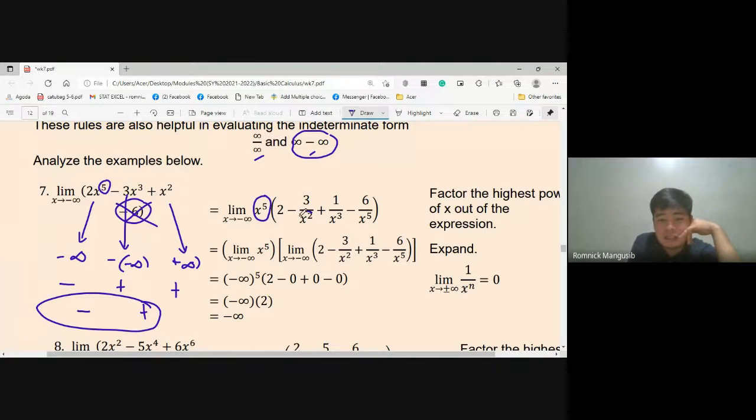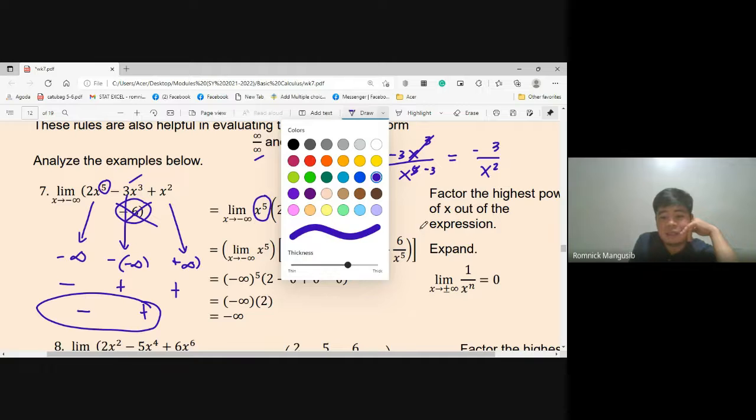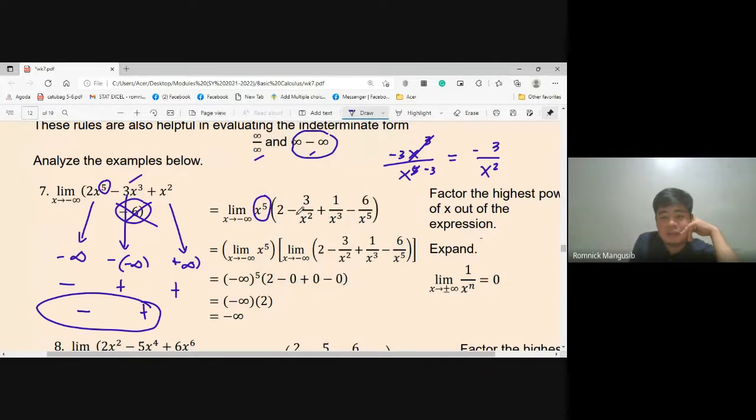Paano tayo nagkaroon ng x squared dito? Si negative 3x raised to 3 on the second term here ay i-divide mo ang x raised to 5. Tanggal ito. So, mababawasan nito, magiging minus 3. So, magiging negative 3 over x squared. Yun yung nangyari dito, class. Baka inahanap niyo kung paano nangyari na nagkaroon ng x squared dito, x cubed, x raised to 5.